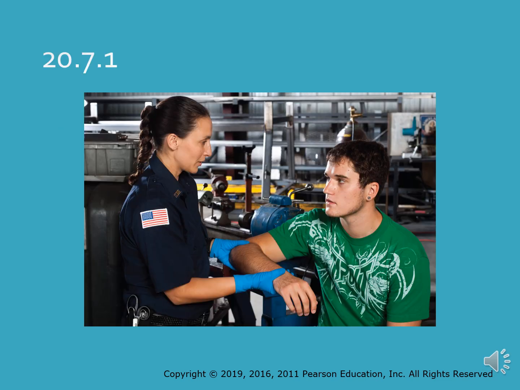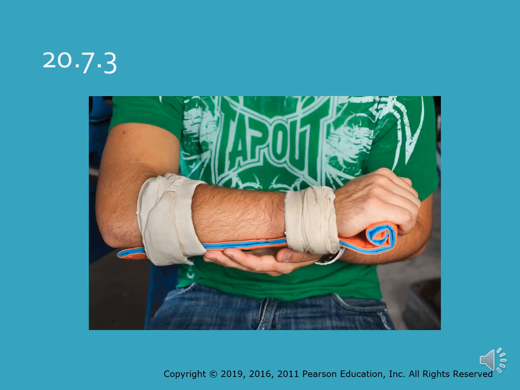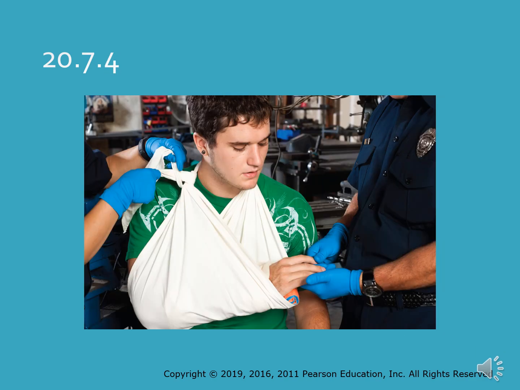Here's where you're going to manually stabilize the limb prior to splinting it. So you're going to manually stabilize above and below the injury. Again, checking circulation, sensation, and motor function before and after splinting, or any movement really. Then you will apply a rigid splint to that limb. Then you'll place the limb in a sling and recheck that circulation, sensation, and motor function.